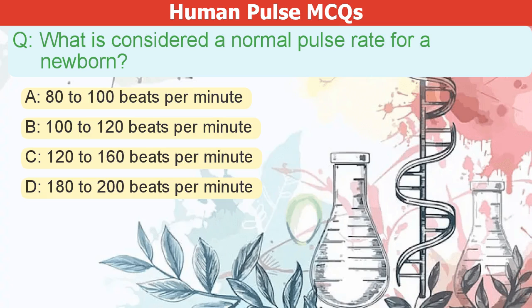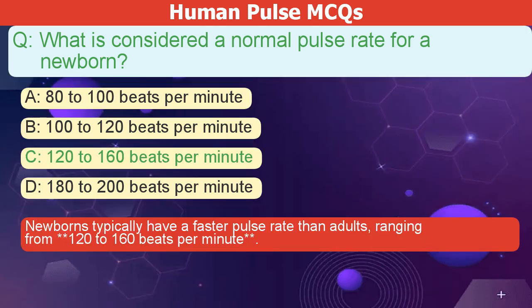What is considered a normal pulse rate for a newborn? A. 80 to 100 beats. B. 100 to 120 beats. C. 120 to 160 beats. D. 180 to 200 beats. The correct answer is C. Newborns typically have a faster pulse rate than adults, ranging from 120 to 160 beats.